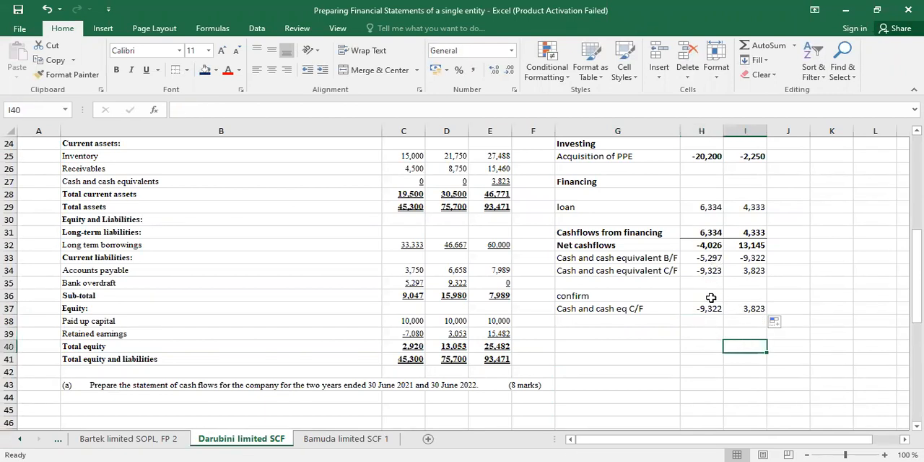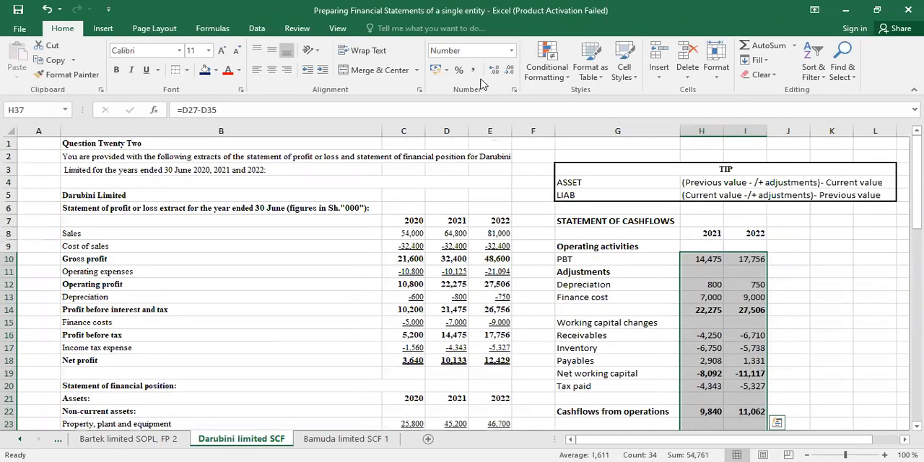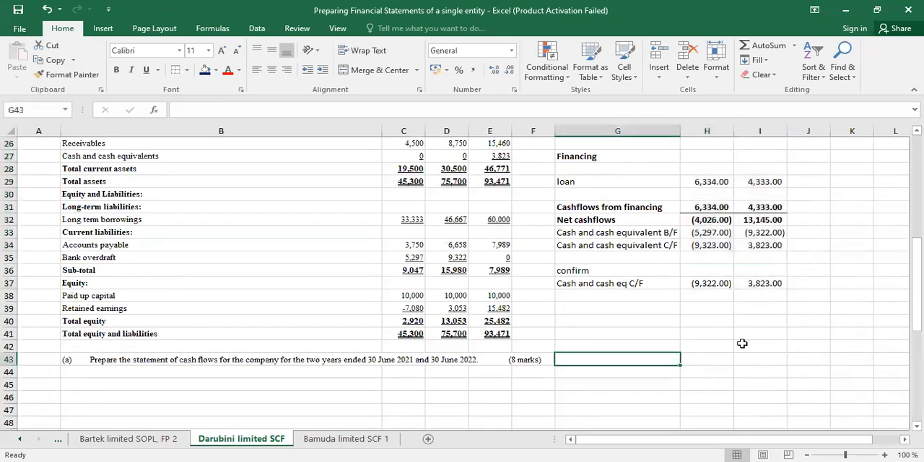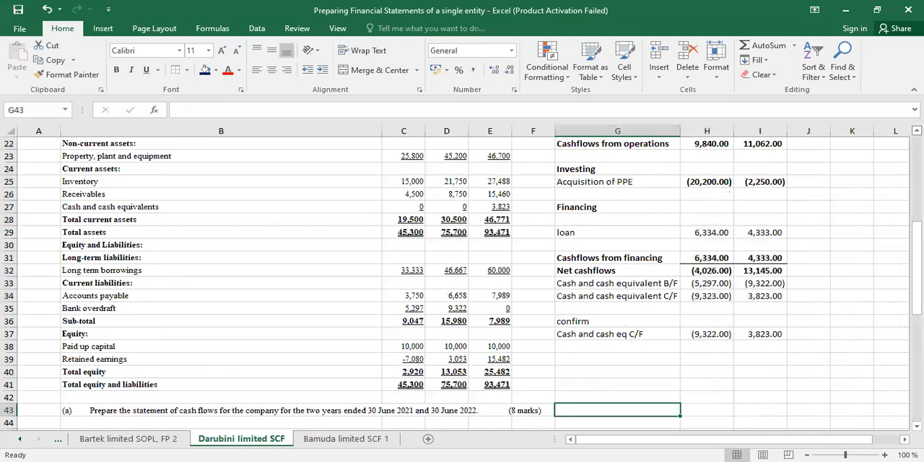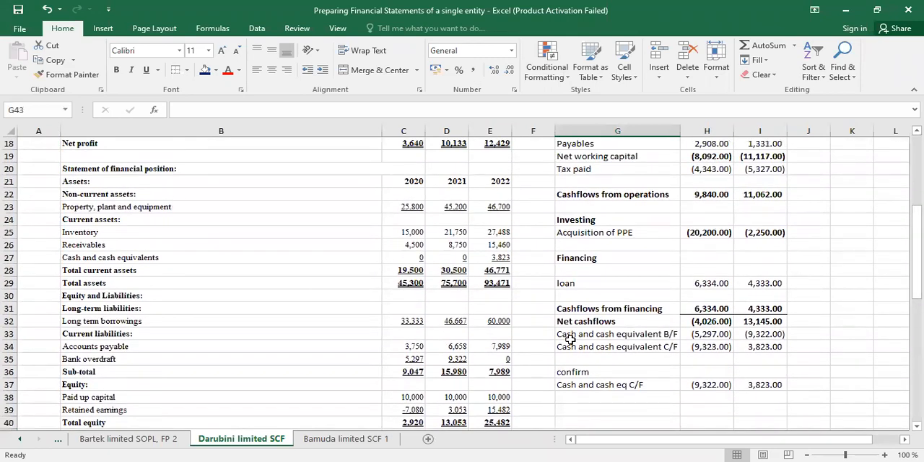You can see here the difference is just like one, which is not bad. Isn't it? That's how we prepare a simple one. This is a very simple one with fewer adjustments. Isn't it? Okay, we have 30 minutes. So let's try as much as possible.